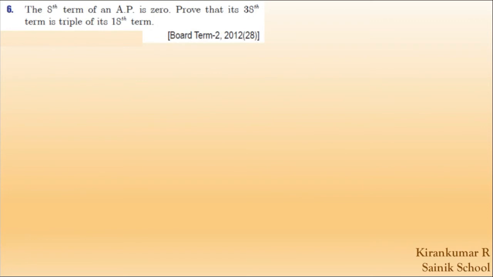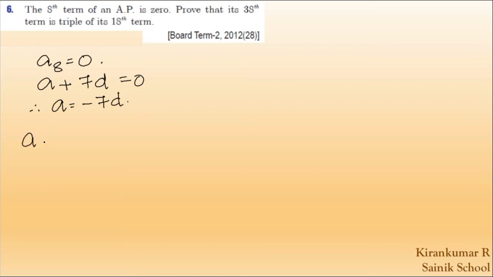Let's solve the next question. The 8th term of an arithmetic progression is 0. So A8 equals 0. We need to prove that the 38th term is triple its 18th term. So how do we do that? Let me go to the basic definition. A8, I'll write as a plus 7d. From this, I get the value of a as minus 7 times d.